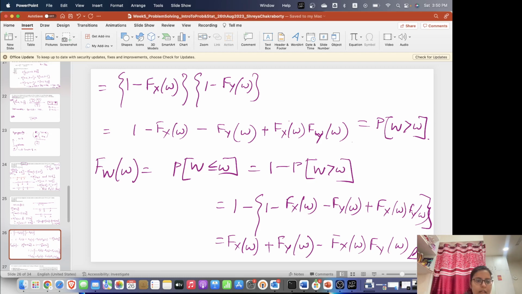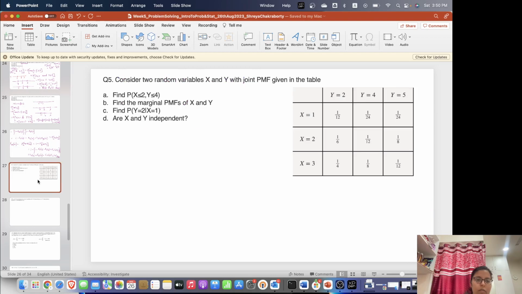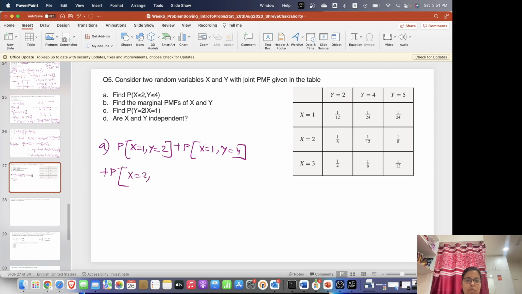Okay, all right, so now we'll move on to the next one. Here we have to find out probability x less than or equal to 2 and y less than or equal to 4. That means probability x equal to 1, y equal to 2, plus probability x equal to 1, y equal to 4, plus probability x equal to 2, y equal to 2, plus probability x equal to 2, y equal to 4.